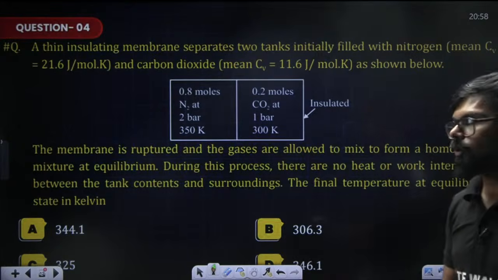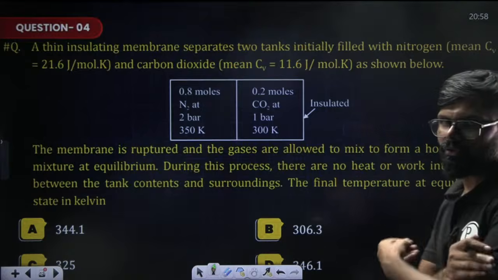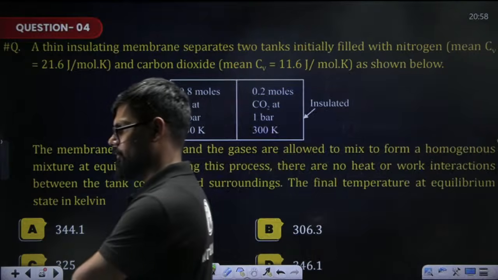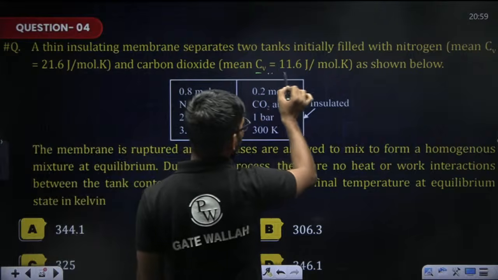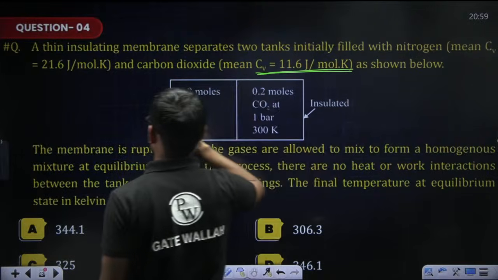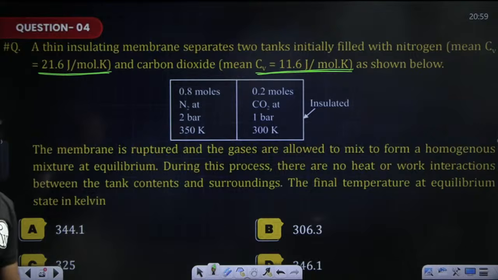Okay, try to solve this problem. A thin insulated membrane separates two tanks initially filled with nitrogen and carbon dioxide. When the membrane is removed, the gases are allowed to form a homogeneous equilibrium. During the process there is no heat transfer or interaction with the surroundings. You need to find the final temperature. Please try to solve this. CV value is given in joule per mole Kelvin, so N value will come here also in mole. Don't forget this.